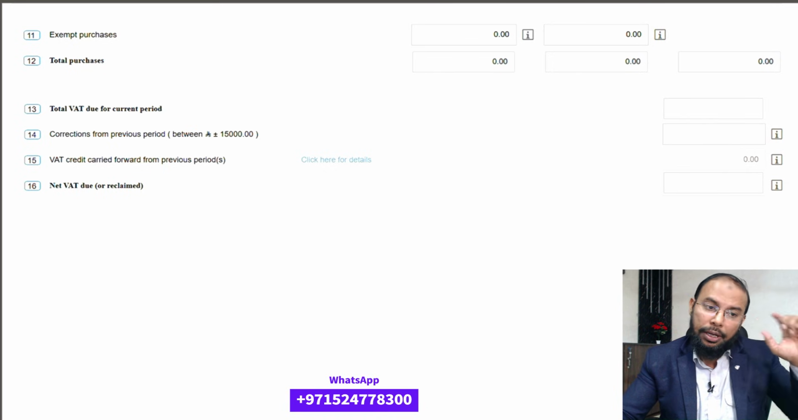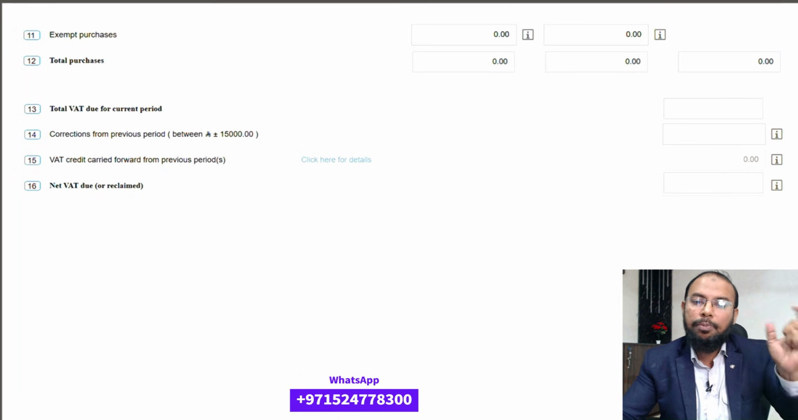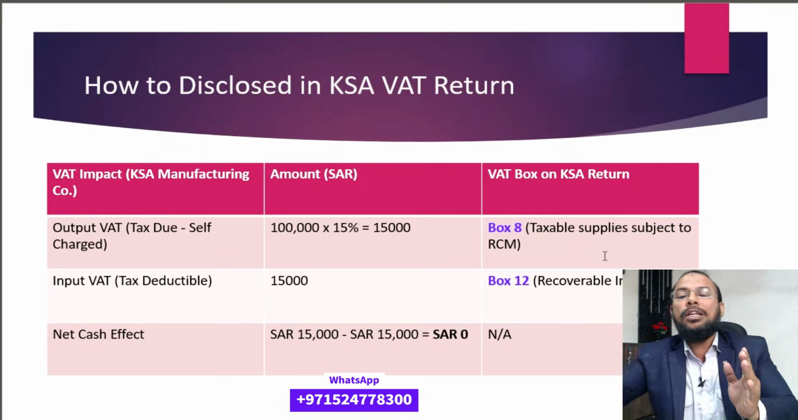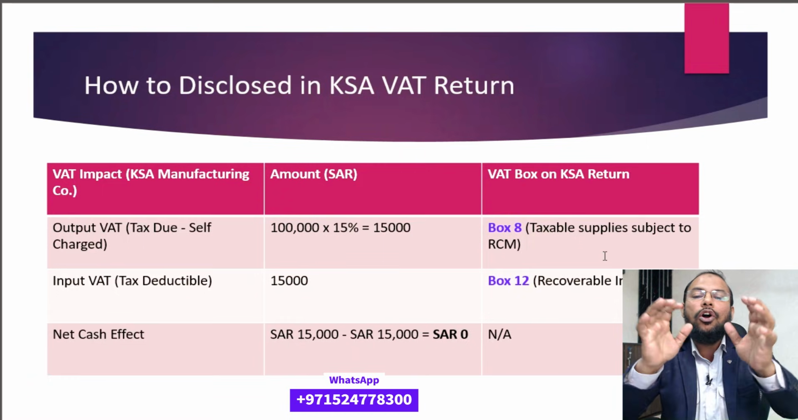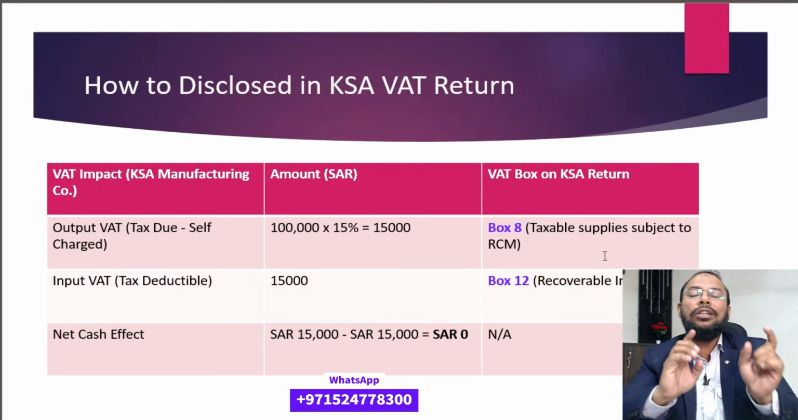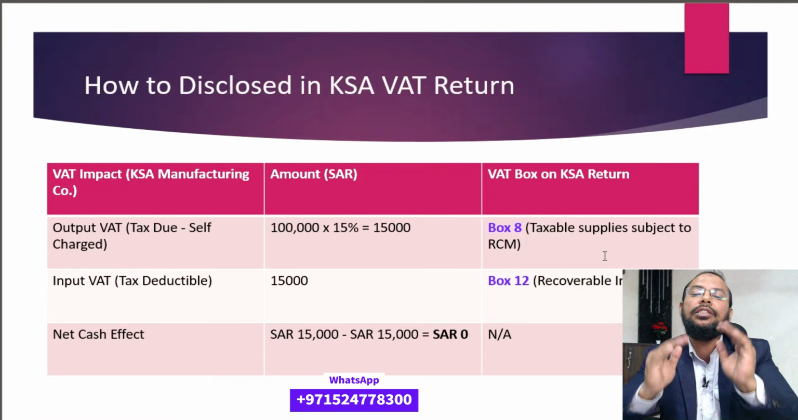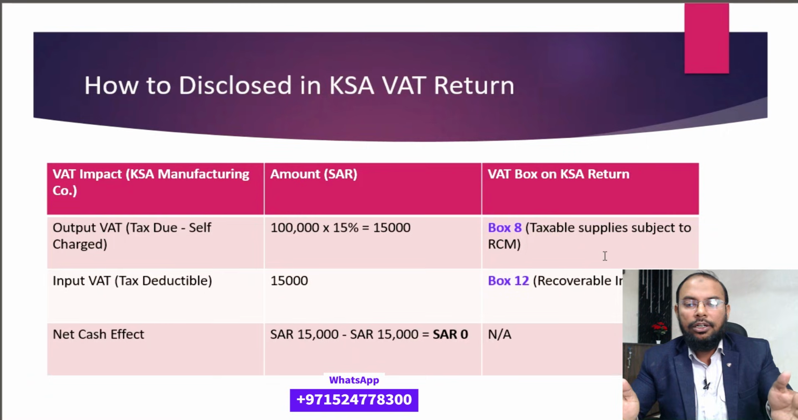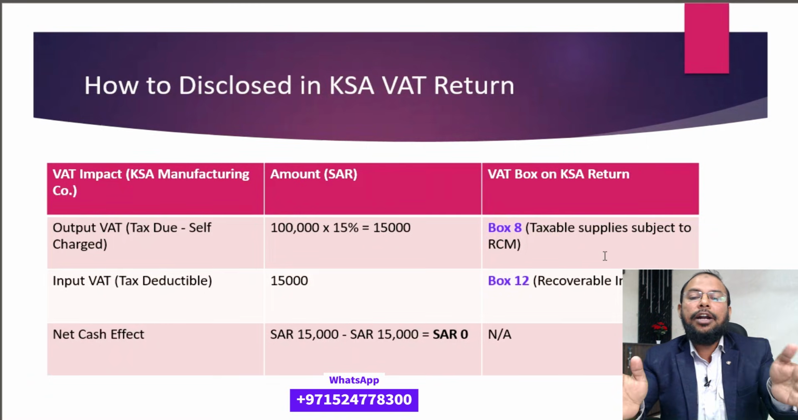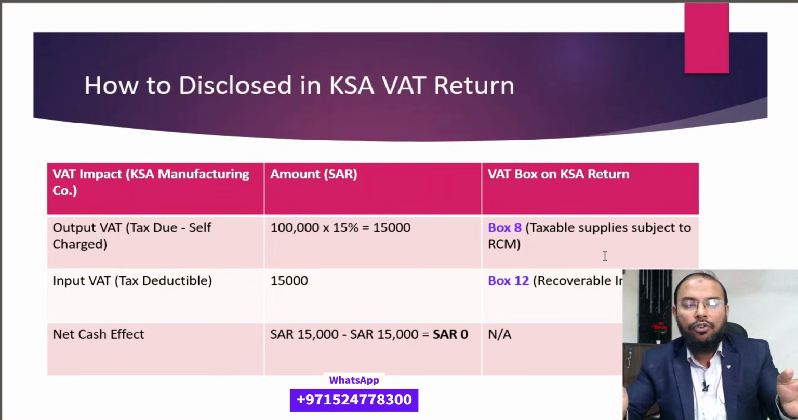So, the important thing is that box 8 is very important for you. You need to inform in box 8. Box 12 is automatically calculated from box 7 to box 11 on a total basis, and the ITC comes in. So the net cash impact will be zero. I hope this is clear for you.